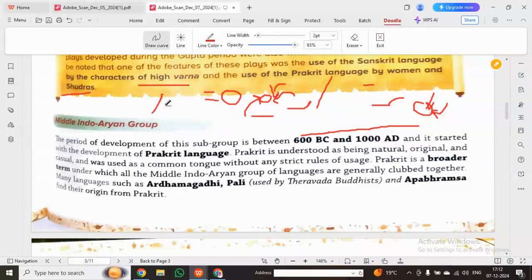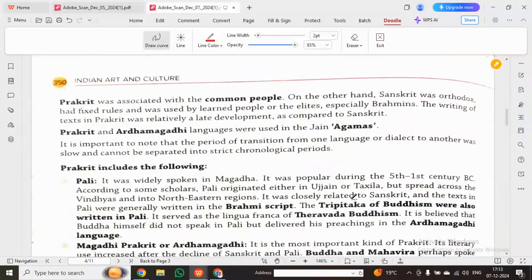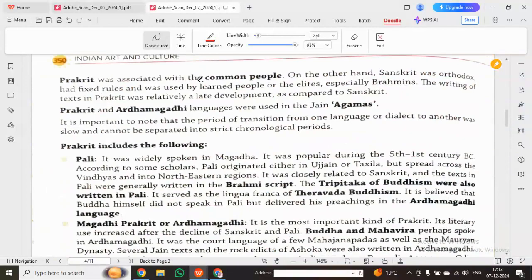Prakrit is basically a broader term, a clubbing of three to four languages. बहुत सारे लैंग्वेज का क्लब था. बेसिकली तीन मेंशन किए गए हैं, अर्धमागधी, पाली एंड अपभ्रंश. ठीक है. बेसिकली इन तीनों का यूज किया जाता है.